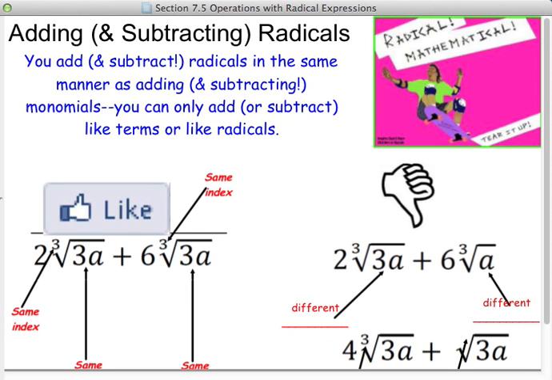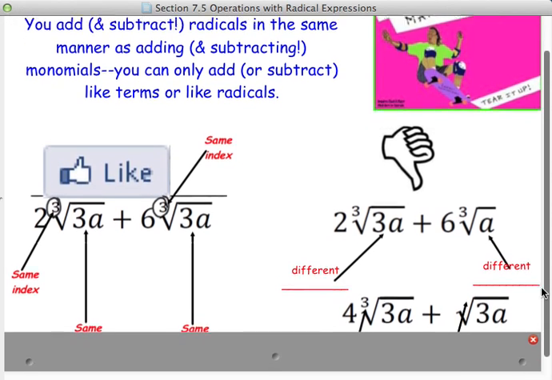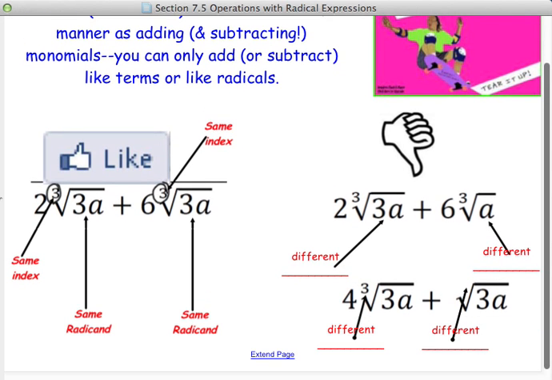Here is an example. If I have 2 cubed root of 3a plus 6 cubed root of 3a, since they have the same index and the same radical, you can go ahead and add them since this piece is exactly the same. So you would just say, well, 2 plus 6 is 8, so it is really 8 cubed root of 3a.